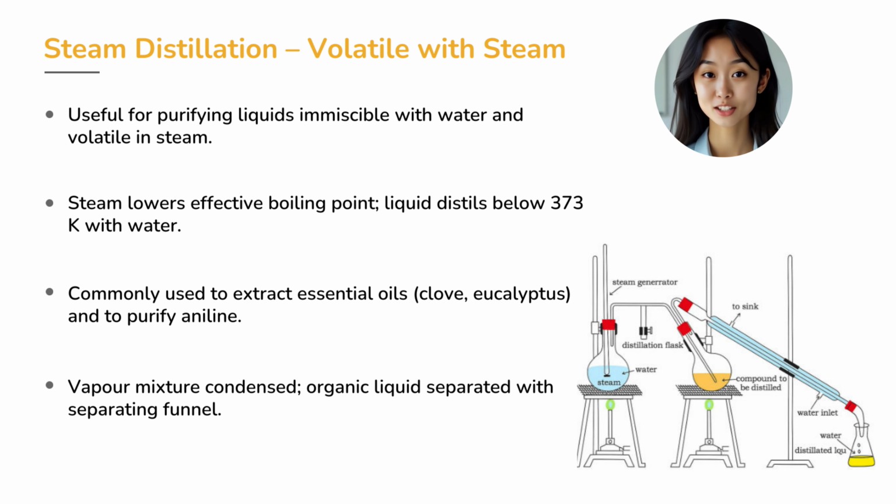This method is perfect for extracting essential oils from plants like clove or eucalyptus and for purifying aniline. The distillate is a mixture of water and organic liquid, which can be separated later using a separating funnel. Steam distillation is a gift for fragile molecules that hate high heat.